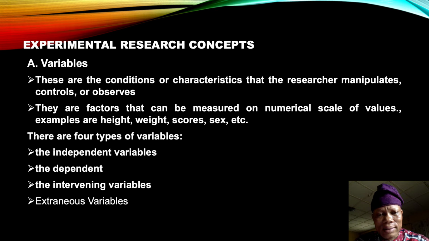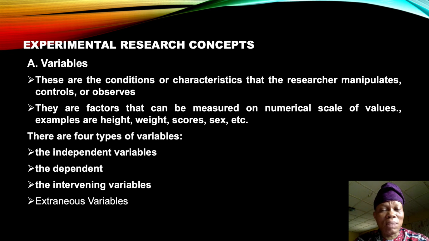Now, the dependent variables are the conditions or factors that appear, disappear, or vary as the researcher introduces, removes, or varies independent variables. Now here, the scores of your students in the examples we have been given all along are your what? Dependent variables. Their scores are dependent on the effectiveness of the method of teaching you want to use.